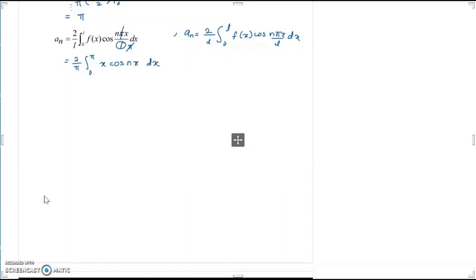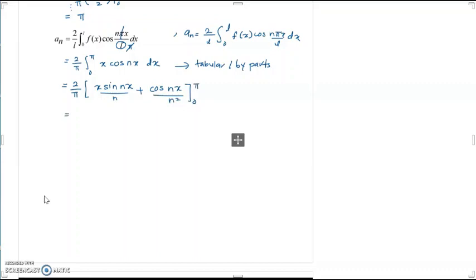Okay, so again, the technique to solve that integral is the tabular method, or integration by parts. I hope you can attempt it on your own, but I just put the solution here. So 2 over pi. By the tabular method, the solution would be x sin nx over n plus cos nx over n squared. So we evaluate from 0 to pi.